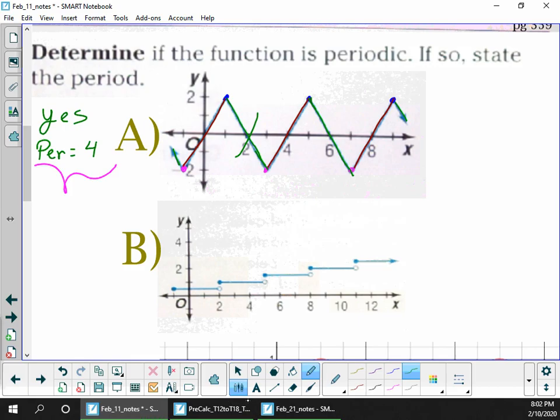Now, let's look at B. B, again, has repeating y values. All these y values repeat. All these y values repeat. All these y values repeat. All these y values repeat. All these y values repeat. Definitely a pattern going on.